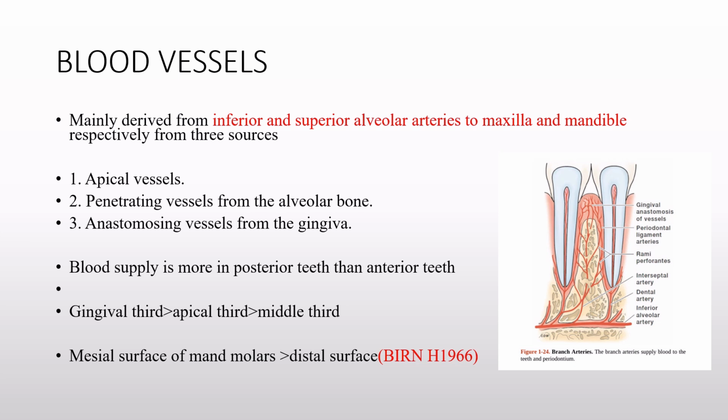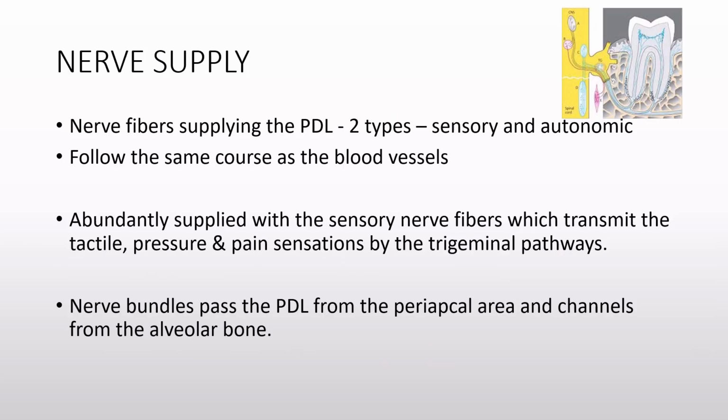And the gingival third blood supply is greater than that of the apical third and greater than that of the middle third in the posterior teeth. And the mesial surface of the mandibular molars is greater than that of the distal surfaces, according to Bielinski in 1966. Coming to the nerve supply, the nerve fibers supplying the periodontal ligament contain two types, which include the sensory and autonomic fibers, which follow the same course as the blood vessels.